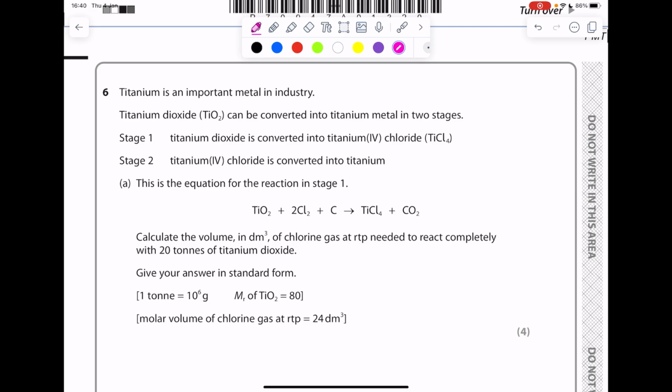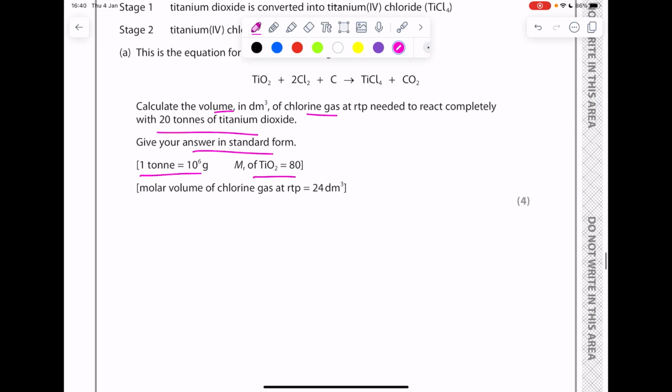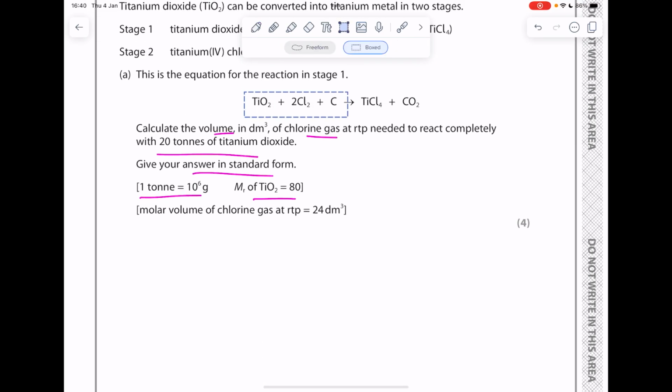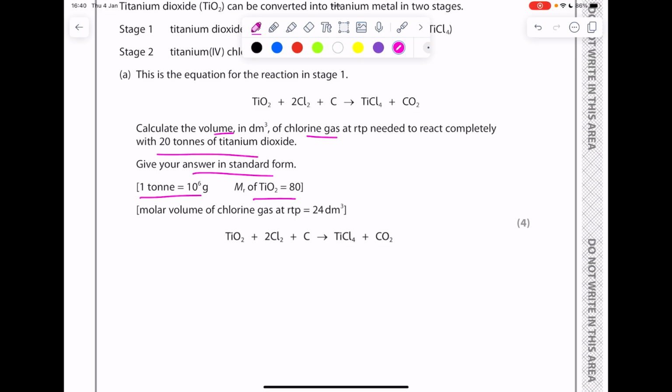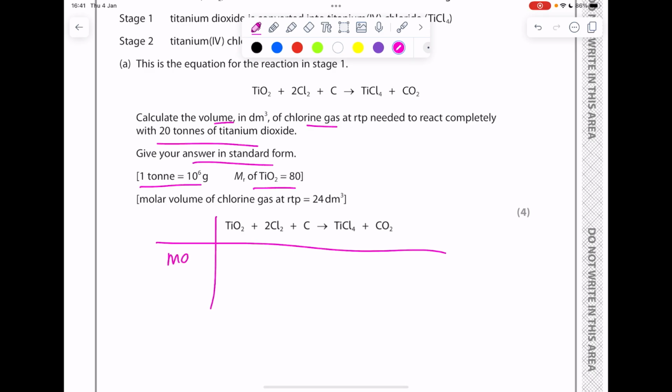Titanium is an important metal in industry. Titanium dioxide can be converted into titanium in 2 stages. Calculate the volume in decimeters cubed of chlorine gas needed to react completely with 20 tons. Give your answer in standard form. Okay, so we're going to steal this equation. Right, we need to find the number of moles of chlorine gas. Then we write mass, MR, number of moles. We're after the number of moles of chlorine gas, so we can do the final stage that will enable us to find the volume of it.